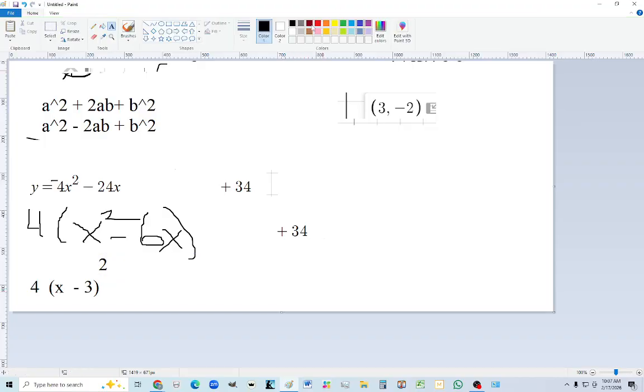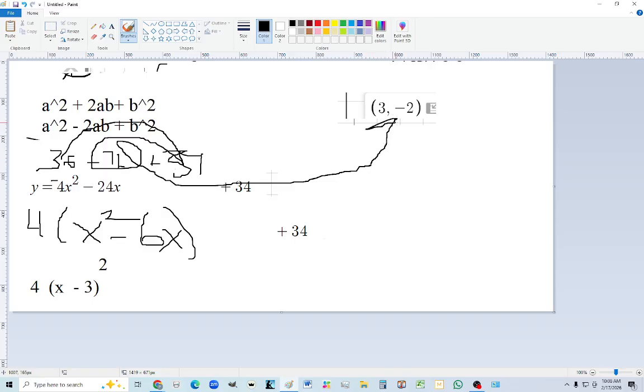And sure enough, look at that. What's the opposite of minus 3? It's positive 3. I got the x value already. I could just plug that positive 3 in here. Positive 3 squared is 9. 9 times 4 is 36. So that comes out as 36. Positive 3 over here times minus 24 is minus 72. And then plus 34 over here. Don't forget it. 36 plus 34 is 70. Minus 72 is minus 2. Boom. I got my y value.